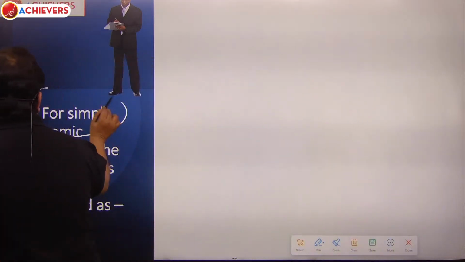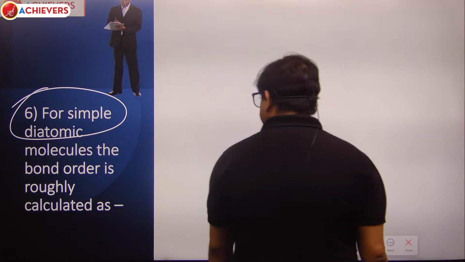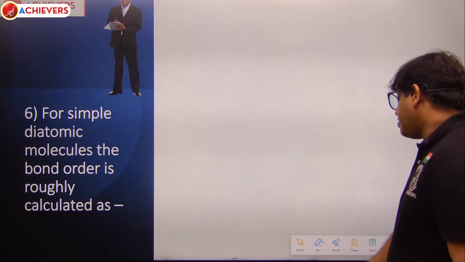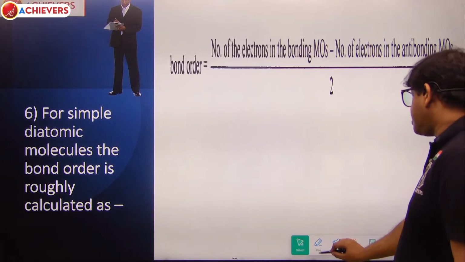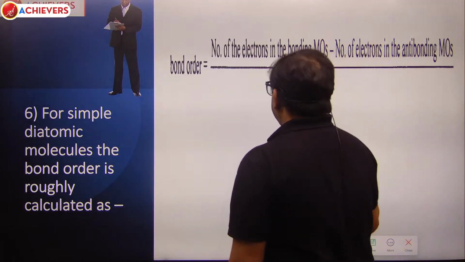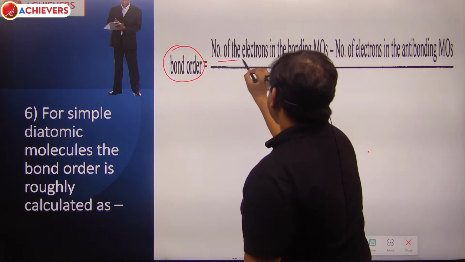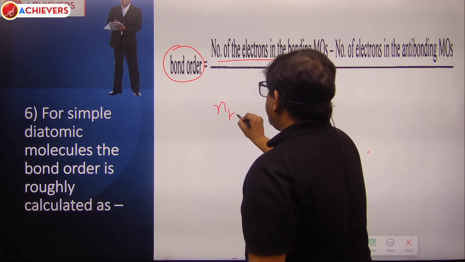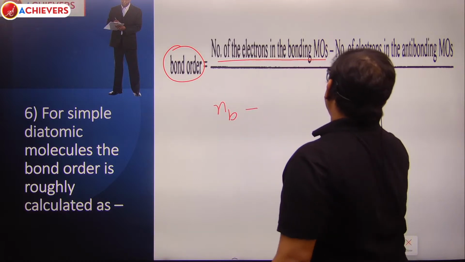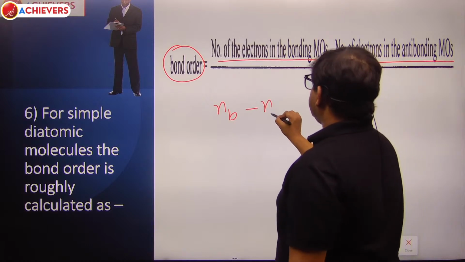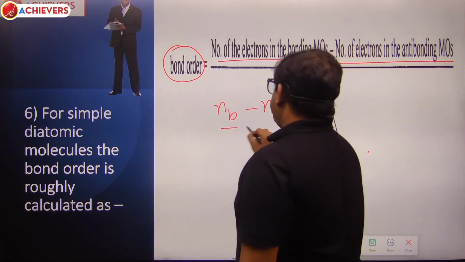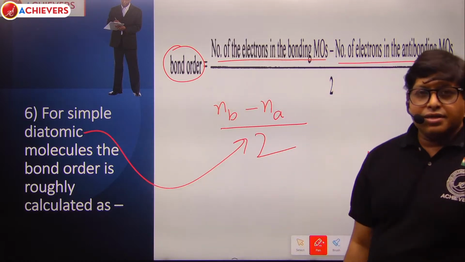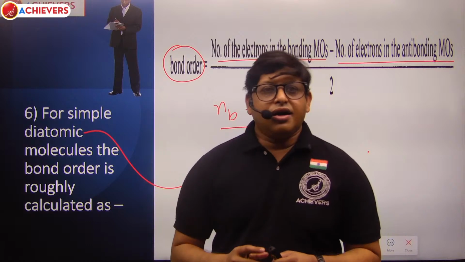For simple diatomic molecules, where there are two atoms, the bond order is roughly calculated as: bond order equals the number of electrons in the bonding molecular orbitals, minus the number of electrons in the antibonding molecular orbitals, divided by 2, since it is diatomic and two atomic orbitals are involved.